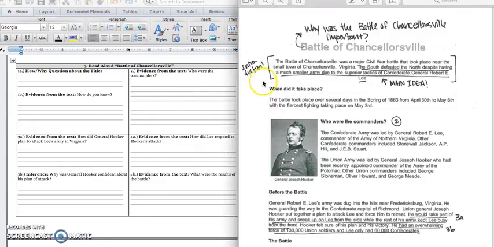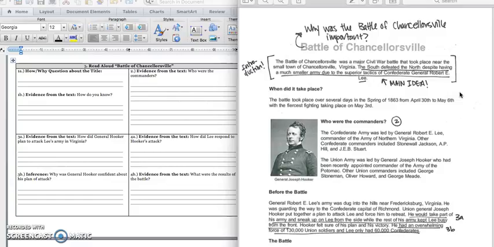And oftentimes you will find the main idea of a passage in the introduction. And so we have our introduction right here under the title. I put it in brackets. And as we read it, we're going to look for our answer to this question. Why was this battle so important? The Battle of Chancellorsville was a major Civil War battle that took place near the small town of Chancellorsville, Virginia. The South defeated the North despite having a much smaller army due to the superior tactics of Confederate General Robert E. Lee.